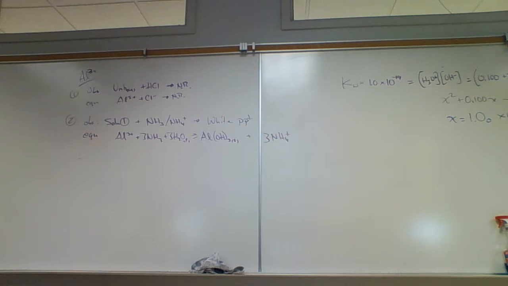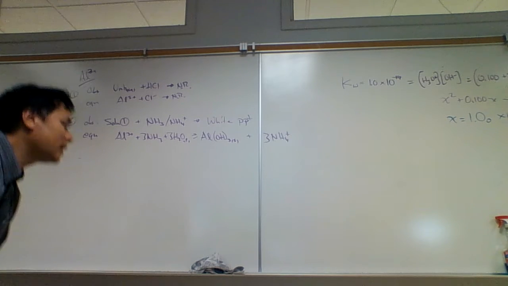But the addition of ammonium wasn't for aluminum. The purpose of the ammonium was for other ions, like magnesium. What don't we want to happen with magnesium? We don't want it to precipitate. We don't want the 2+. We only want the 3+ cations to precipitate.